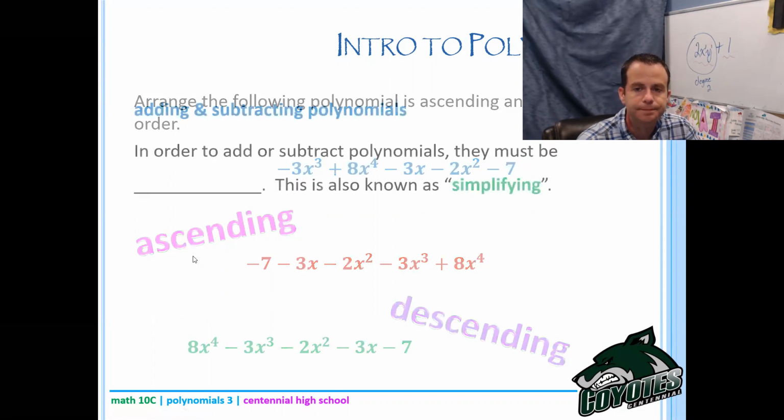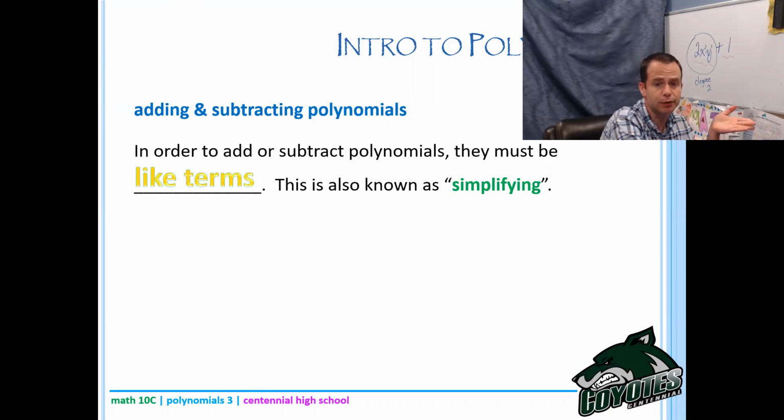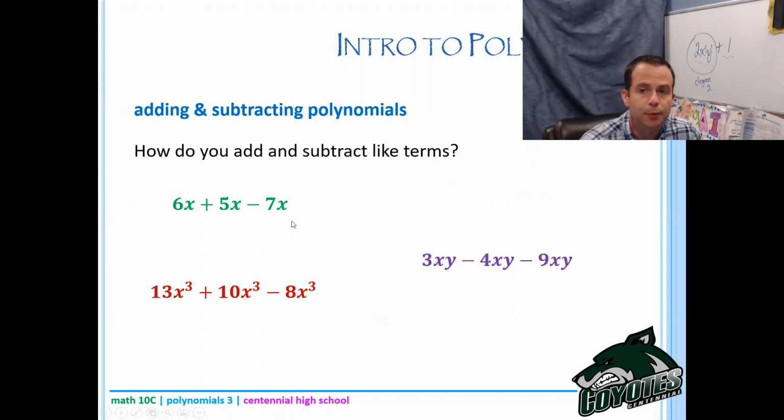All right. Adding and subtracting polynomials. In order to add or subtract polynomials, they must be, and I'm hoping you've heard this phrase before, if not, it's like terms, okay? Like terms mean that they have the exact same variables attached to them, and the variables have the exact same exponents attached to them. So 5x and 7x are like terms. 5x and 7x squared are not like terms, okay? This is also known as simplifying when we're combining like terms together. That's the process of simplifying.